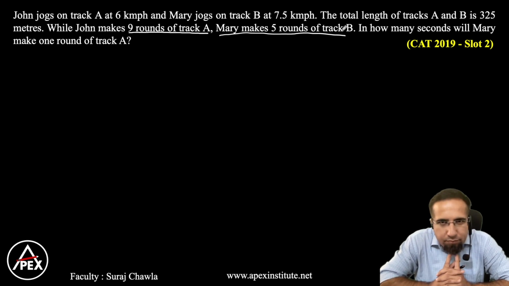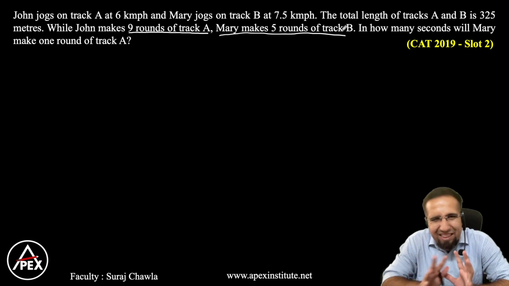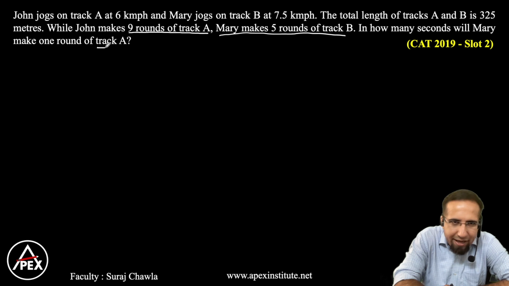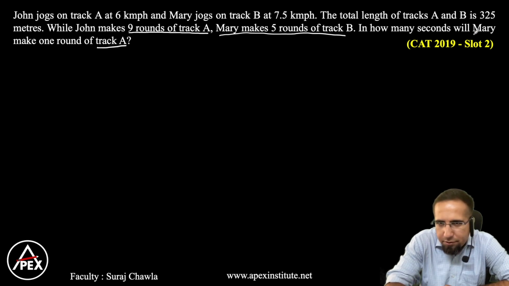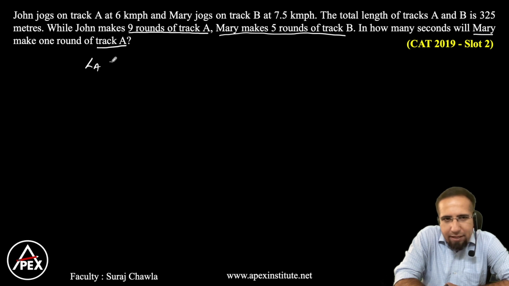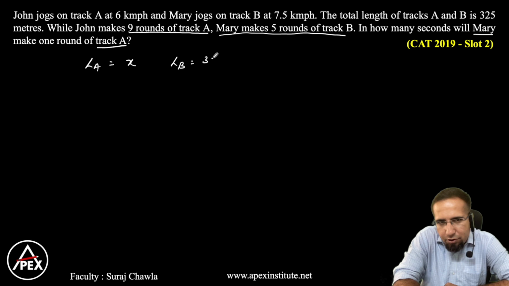Okay. So we are given speeds, we are given the total length, and I'm asked in how many seconds will Mary cover one round of track A. So very important concepts. Now let me assume the length of track A is equal to x meters and the length of track B eventually becomes 325 minus x meters.